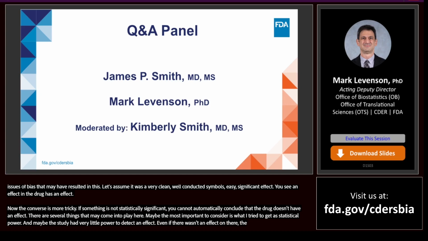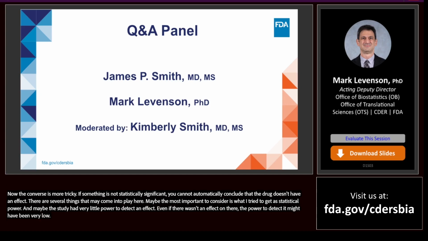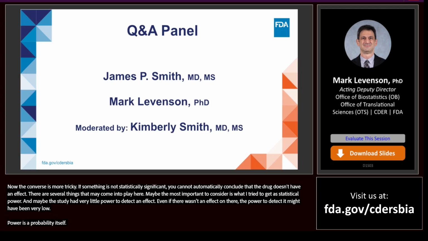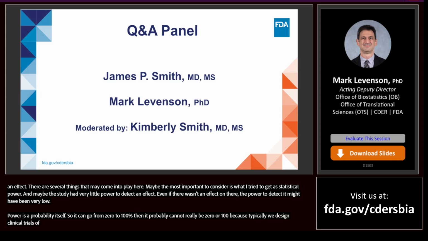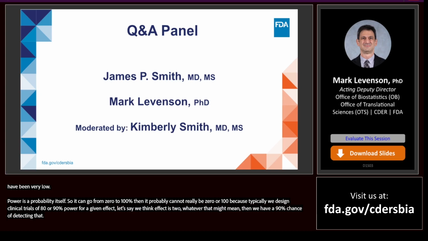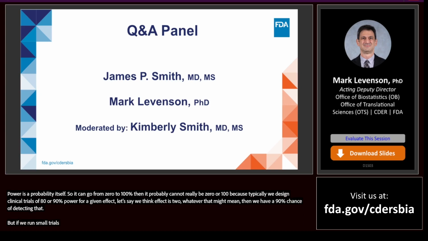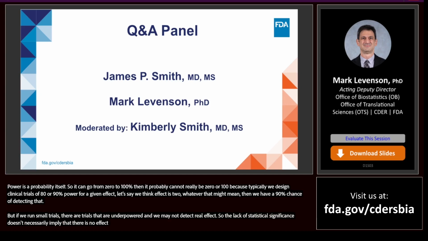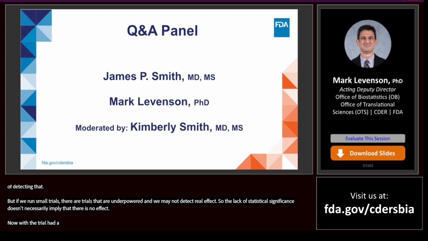The power is a number, a probability itself. So it can go from 0 to 100%, although it probably can't be either 0 or 100. But typically we design clinical trials that have 80 or 90% power for a given effect. So if we think the effect, say, is 2, whatever that might mean, we have an 80% or 90% chance of detecting that. But if we run small trials or trials that are underpowered, we may not detect real effects. So the lack of statistical significance doesn't necessarily imply that there's no effect. Now, if the trial had a lot of power, that's already giving you evidence that if you didn't see it, then it probably doesn't have an effect.